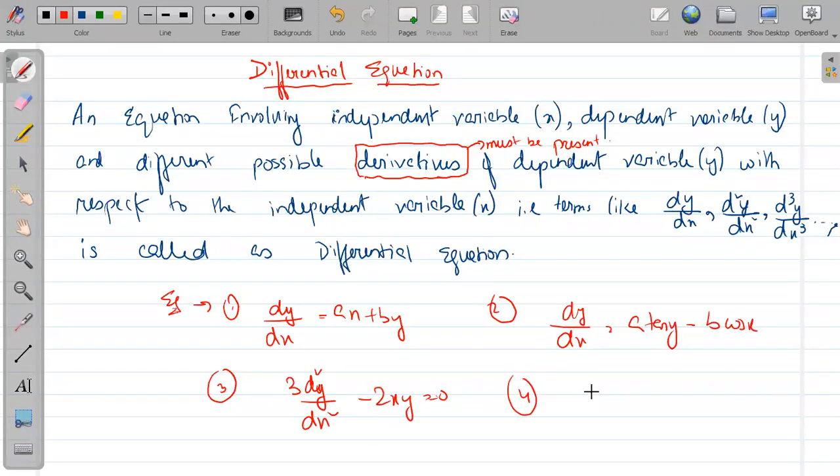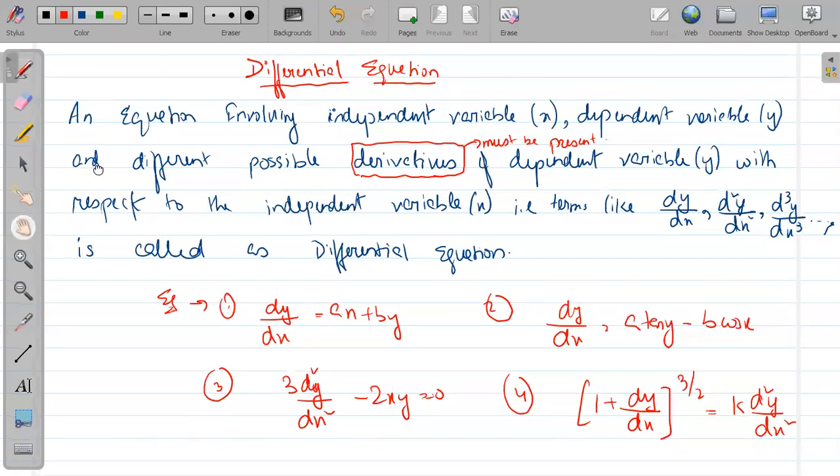Obviously it is. Suppose number 4, I am writing dy by dx to the power 3 by 2. Is it also a differential equation or not? Yes, it is also a differential equation. But you can ask me, sir, here the independent and dependent variables are not present, so how can it be a differential equation? Derivatives must be present. Dependent or independent variable may or may not be present in the given equation, but at least one derivative of them must be present. Is it clear to you? So we can have many examples like this.